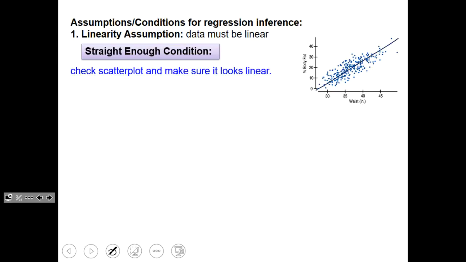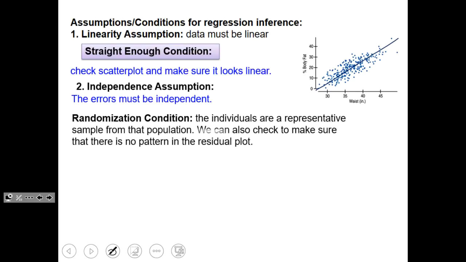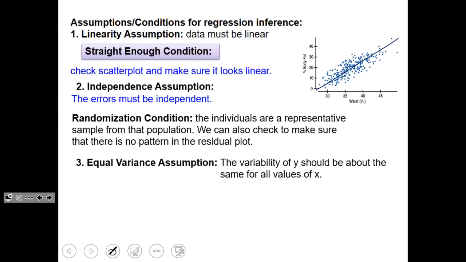In this case, body fat to waist ratio in inches, we'd say that data looks straight. We have our independence assumption. In order to do that, our errors must be independent from one another. We have our randomization. The individuals have to be a representative sample from the population. We also want to make sure there's no pattern in the residuals plot. And remember, that's what we want anyway, just to say the linear model is appropriate. We need a nice random residual.